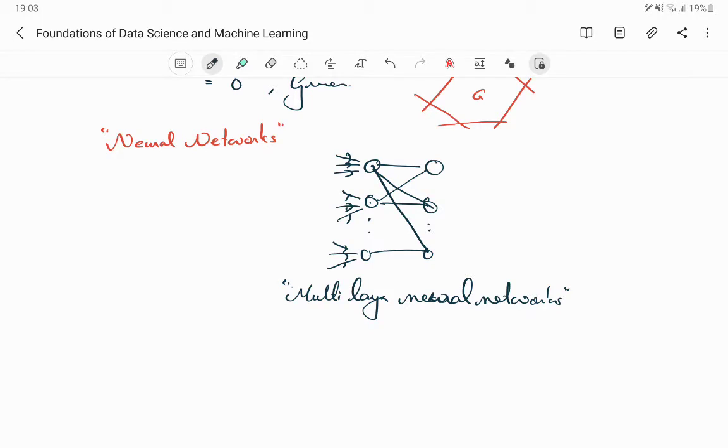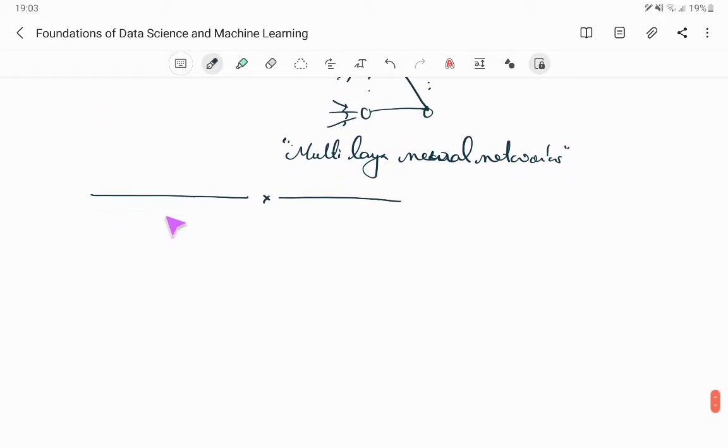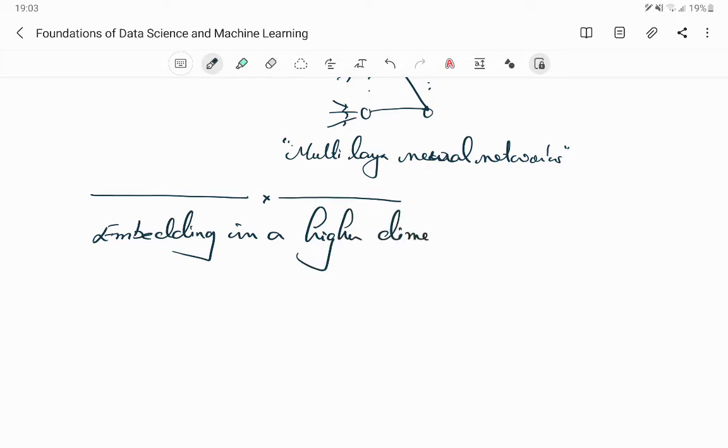The topic for today's discussion is to extend linear separators to nonlinear separators by what we will call finding an embedding in a higher dimensional space. Okay, so this is going to be the focus of our lecture today. So let me begin with a small example.